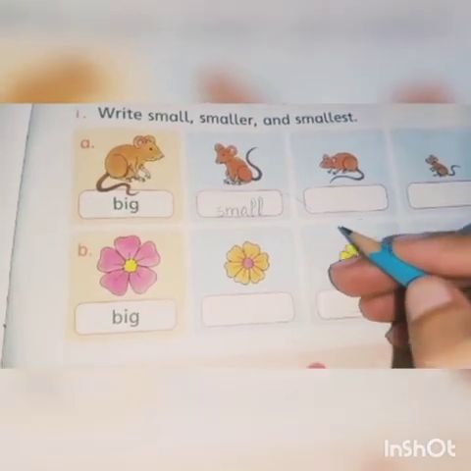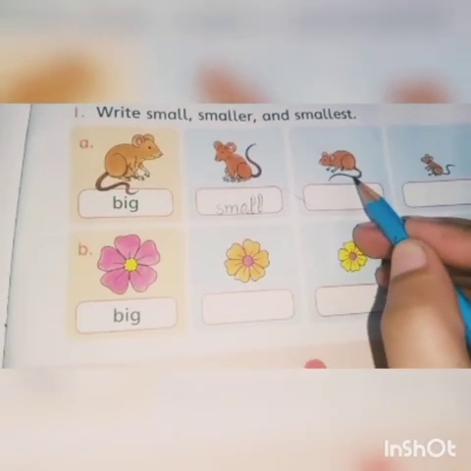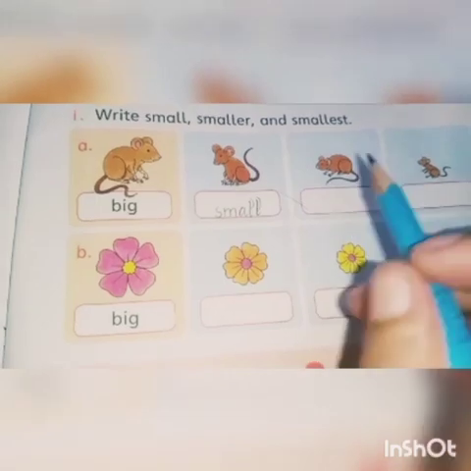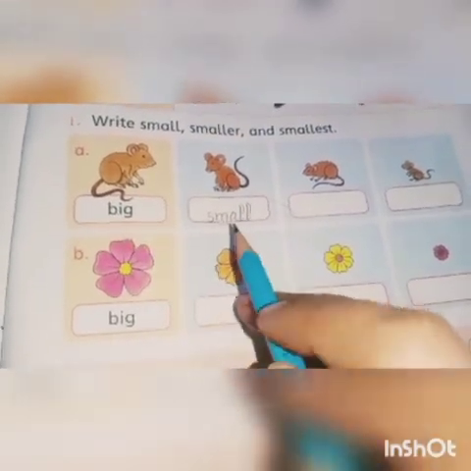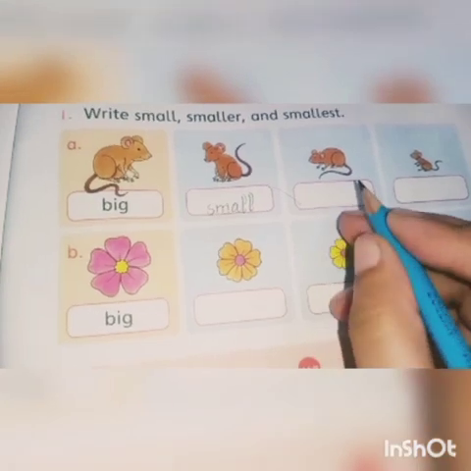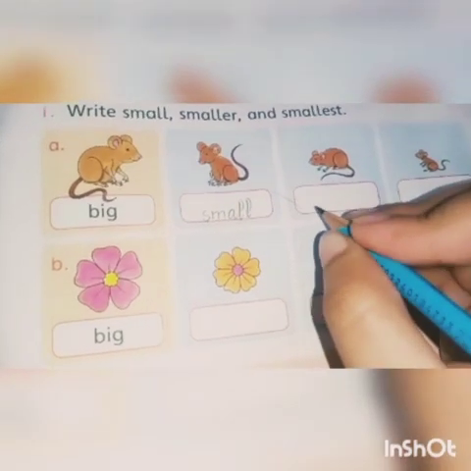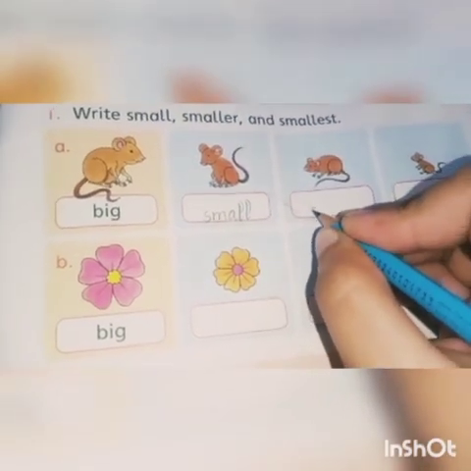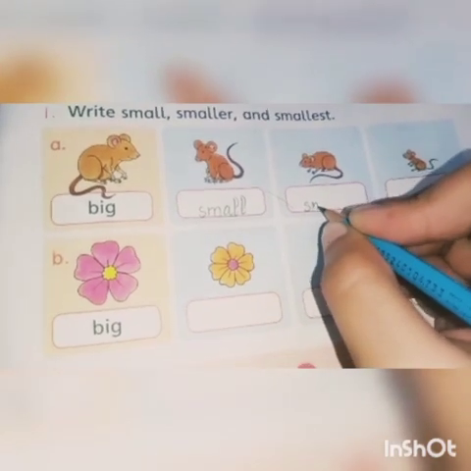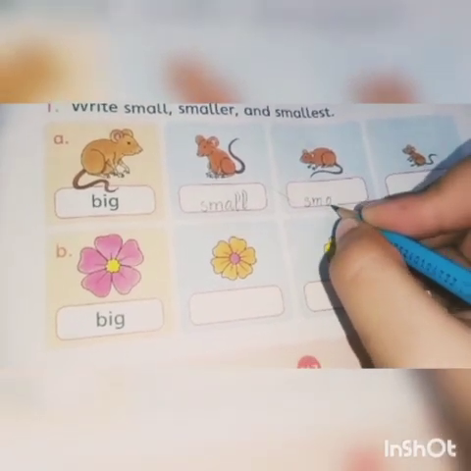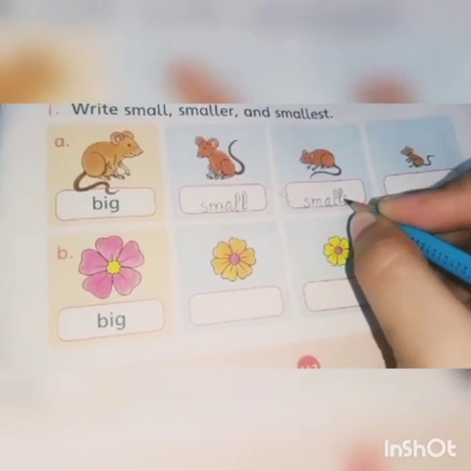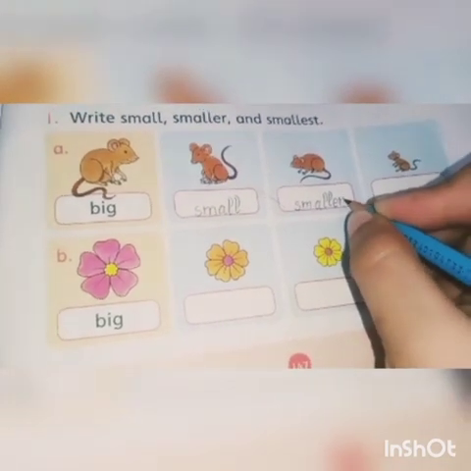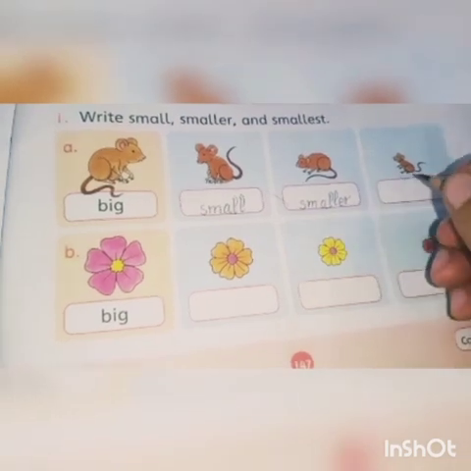Now go for the next one. Here we have the mouse which is smaller than these 2 mouse, big and small. So we are going to write smaller over here in the box. S M A L L E R. Smaller. Then go for the next one.